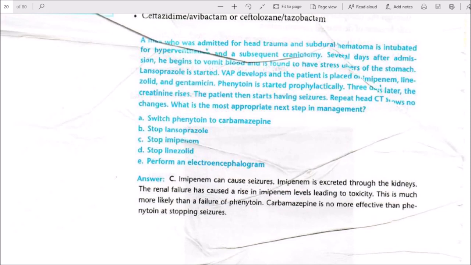Imipenem can cause seizures. Imipenem is excreted by the kidneys. The renal failure has caused a rise in imipenem levels, leading to toxicity. It is much more likely than a failure of phenytoin. Carbamazepine is no more effective than phenytoin at stopping seizures.